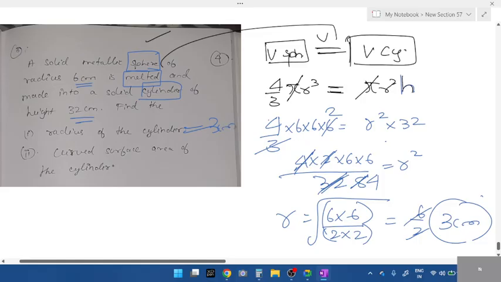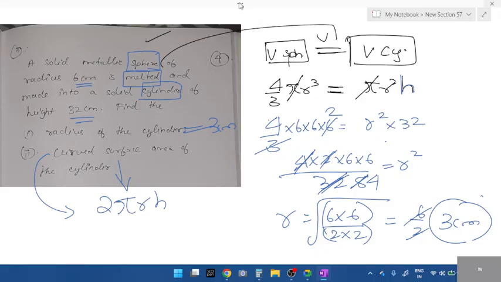Find the curved surface area of the cylinder. What is curved surface area? When curved surface is given, compare it with circumference of a circle, 2 pi r h. This is the formula, right?